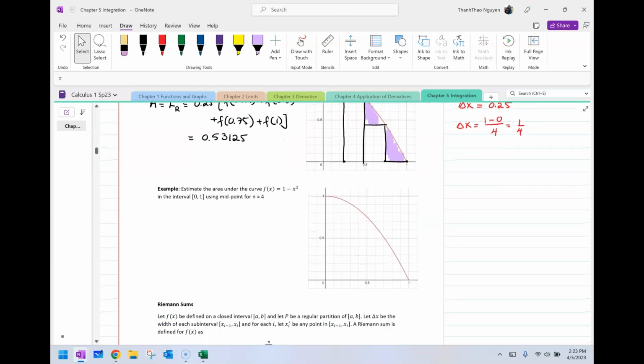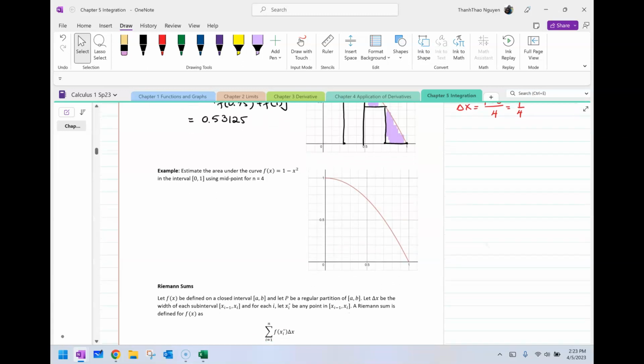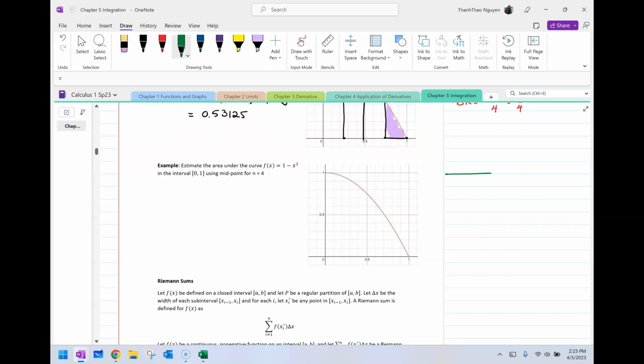Another way of estimating is to use the midpoint to see if we can actually get a better estimate. So what are the midpoints in this case? Okay. Again, look at the interval from 0 to 1: 0.25, 0.5, 0.75. The midpoints are the midpoints of these intervals. So the midpoints here are 0.125, 0.375, 0.625, 0.875.